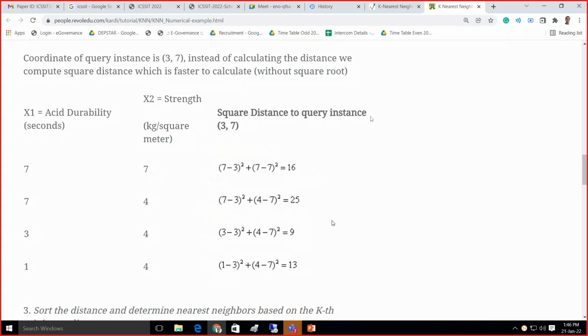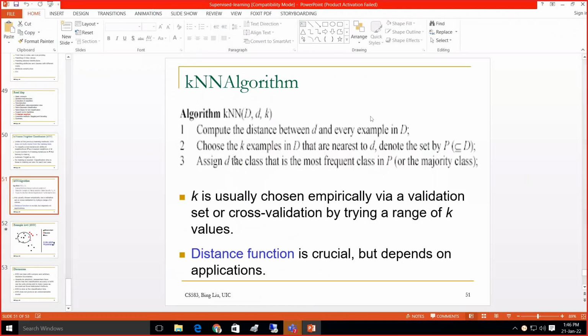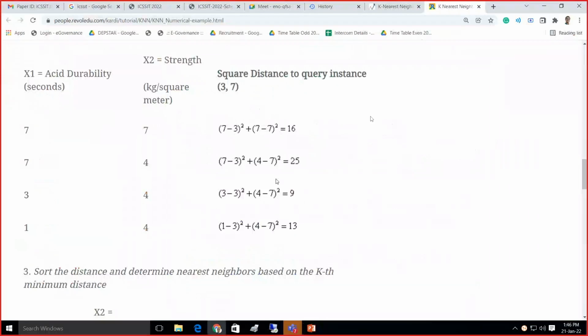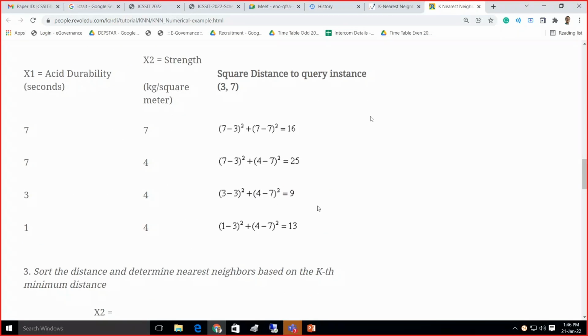Now once you have found the distances, you need a k, because you choose the k examples in the data set which are nearest. Here, k is considered equal to 3. As k equals 3, we need to choose the least 3 values. The minimum is the first, this is second, and the last one is the third. So these 3 values have been selected, right? This one, and this one.